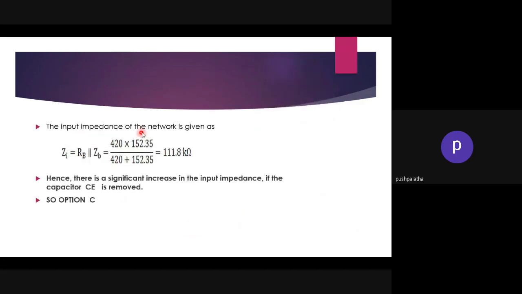So the total input impedance of the network is RB parallel to ZB. How much will you get? 111.8 kilo ohms. Hence, there is a significant increase in the input impedance if the capacitor CE is removed. So the option is actually C. Clear? It is clear for you? Right. Now we will go to the next.